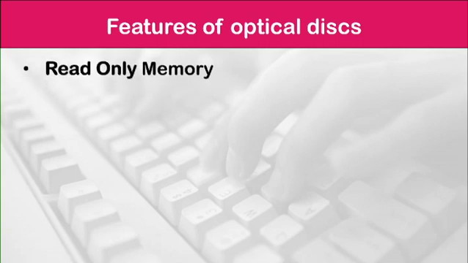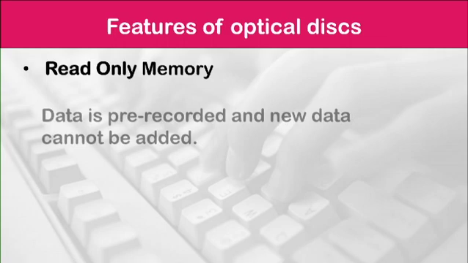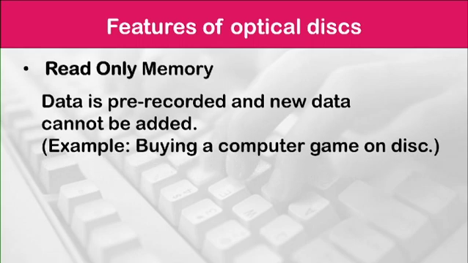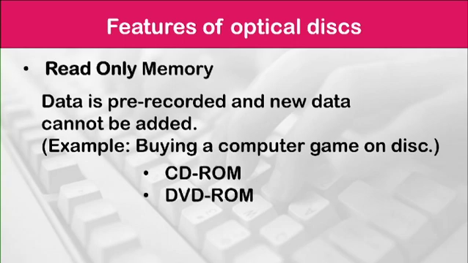In the read-only memory disk, data is pre-recorded and new data cannot be added. For example, when you buy a computer game on disk, you cannot copy any other file on the disk. Also, you cannot delete any file from the disk. The read-only disks are called CD-ROM, DVD-ROM, and BD-ROM.